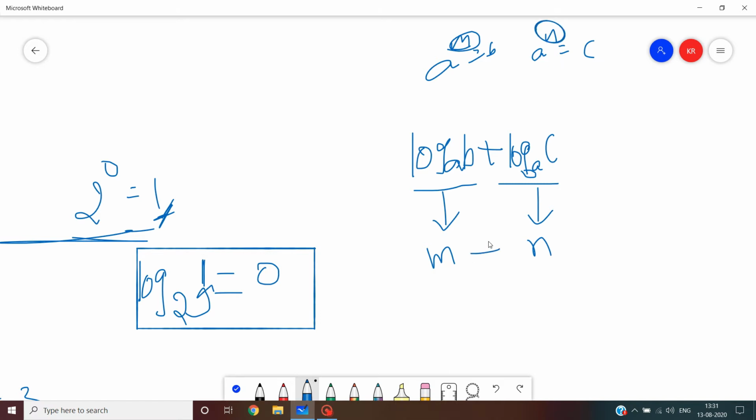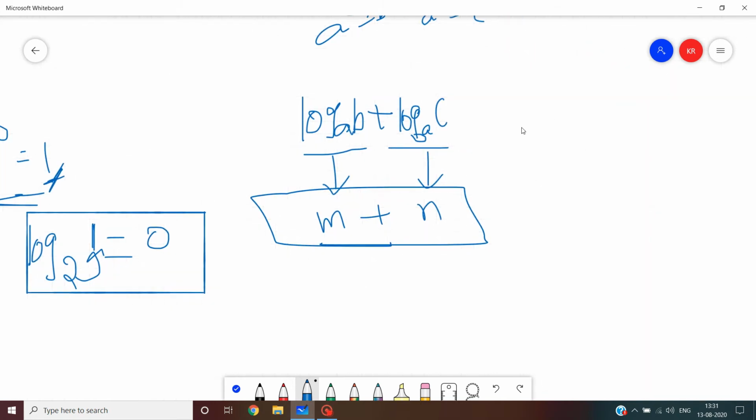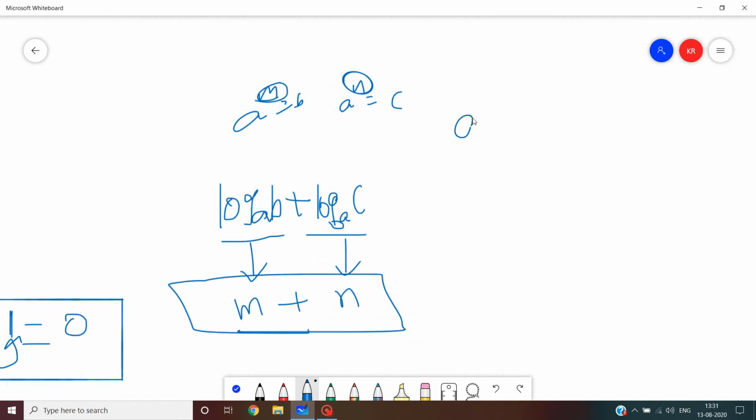So similarly, here the process is addition. When I'm adding the powers, what will be the result? Here, a power m plus n, I'm adding the powers. What does this resemble? A power m into a power n. What is a power m? It's b, and a power n is c, so b into c.